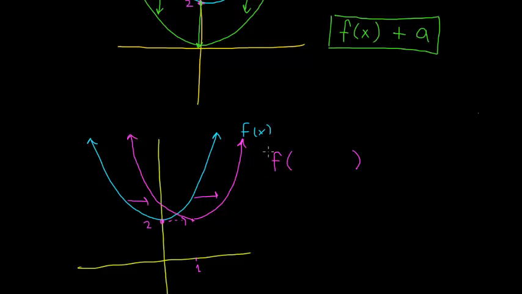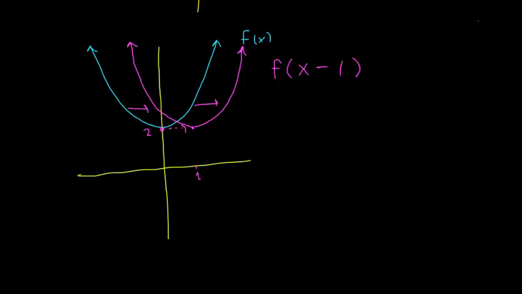For a horizontal translation, we actually change the input. So we're going to be changing what's inside the parentheses, and in this case we actually subtract off the number of units that we want to move to the right. So the pink function has a formula f of quantity x minus 1.